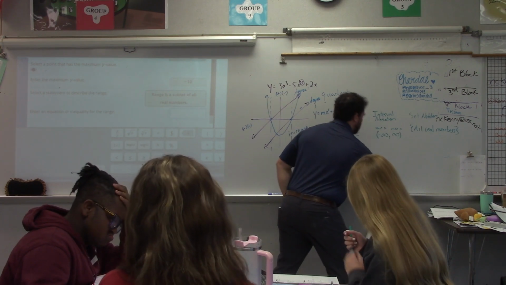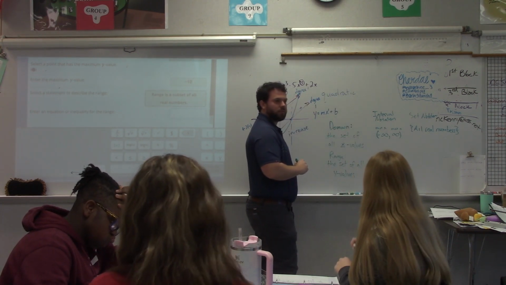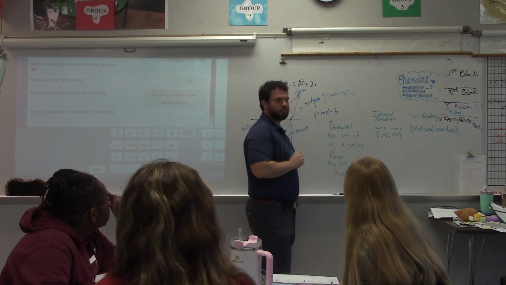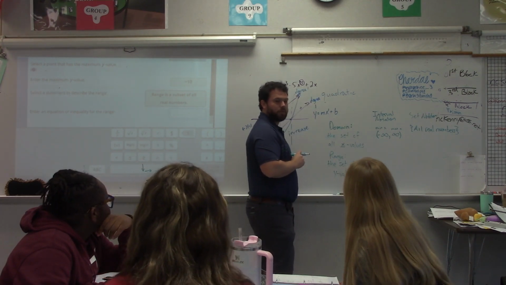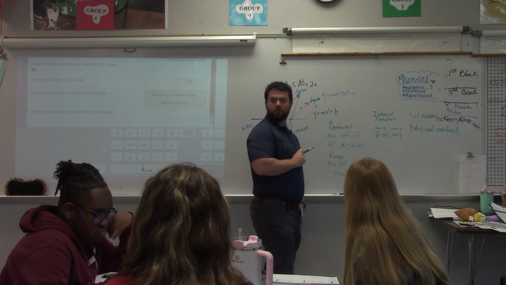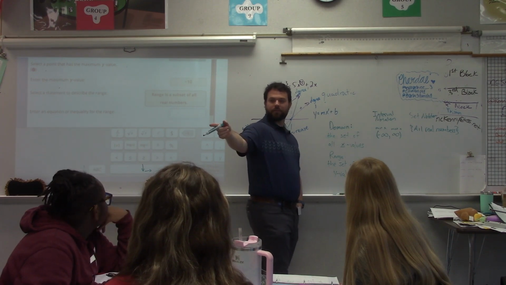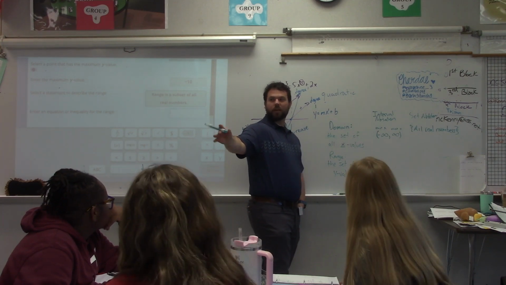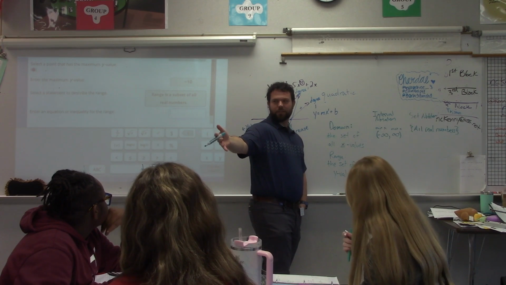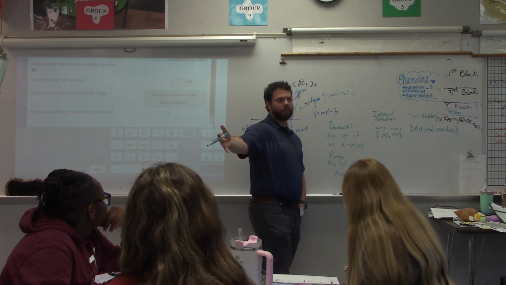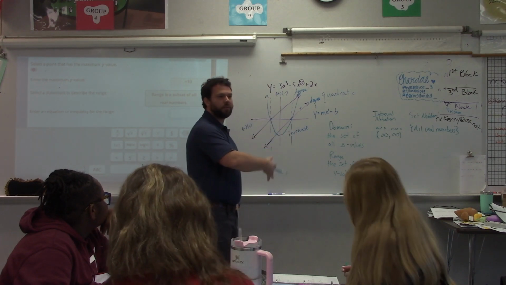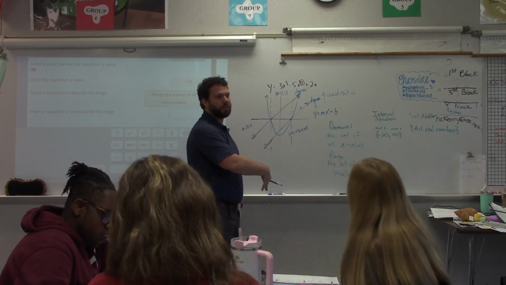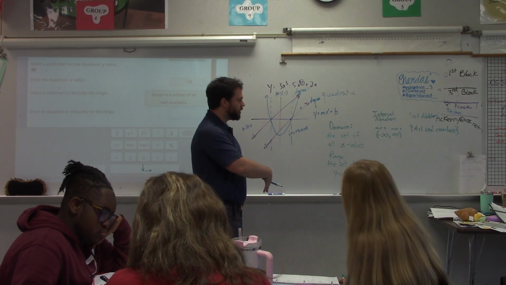Negative infinity. Bracket or parenthesis? Have you ever gotten to negative infinity? Can you get to negative infinity? I know Buzz Lightyear says infinity and beyond, but can you actually do that? I don't think so. So can we use a bracket if the function cannot equal it? No. So we use a parenthesis.